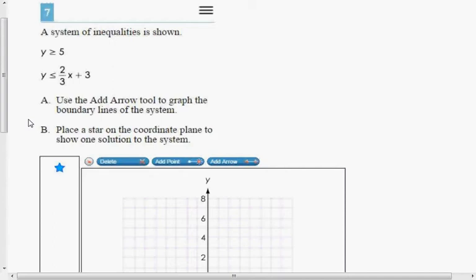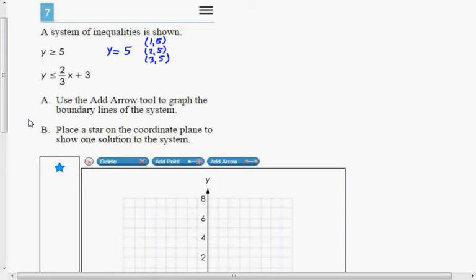Okay, question number 7 says a system of inequalities is shown. You've got two different equations. It's completely possible to do this without technology if you are fluent with graphing the equation y equals 5, which is basically the equation for a line that passes through points that have a y coordinate of 5. So like (1, 5), (2, 5), (3, 5). We could graph that line.